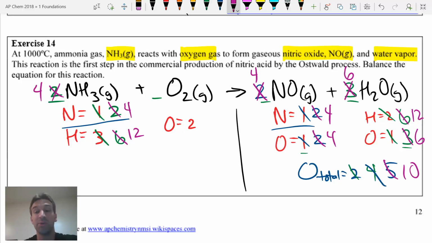The lowest common multiple of 2 and 10 is 10, so I can use a factor of 5. Multiply that in, and now I have it. It's balanced.